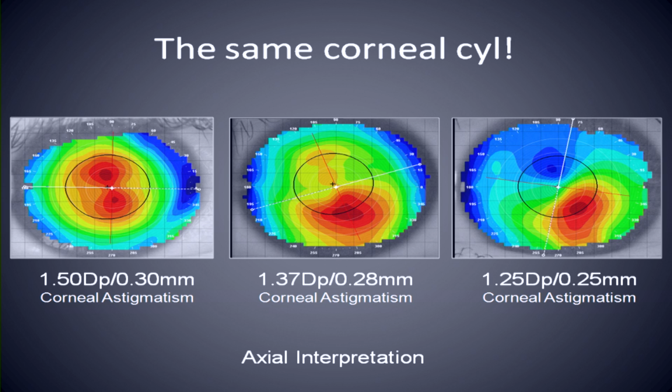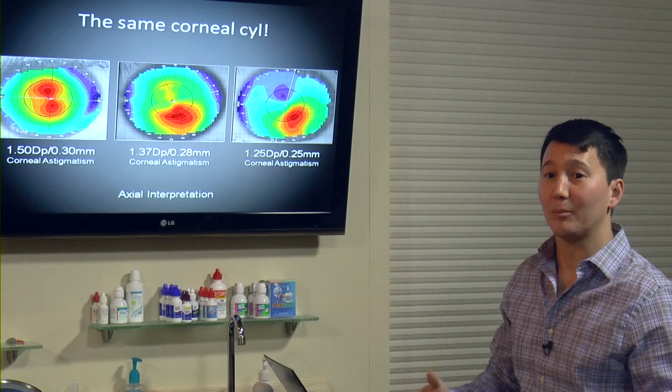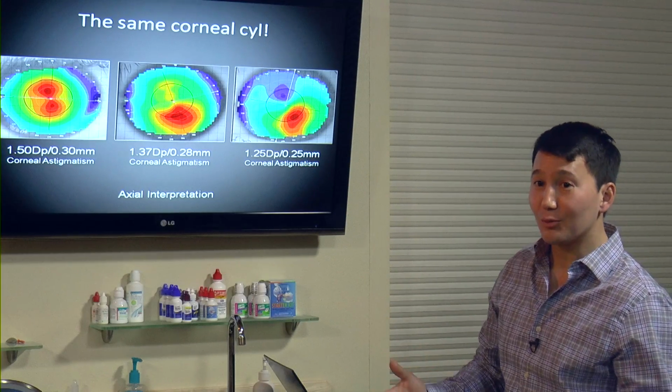Now have a look at these 3 topographies and notice the amount of corneal astigmatism. 1.5 diopters, 1.37, 1.25 diopters of corneal astigmatism. So if we did keratometry on these eyes, what would the keratometer tell us about the corneal astigmatism? This eye has the most corneal cylinder. This eye has the least corneal cylinder.